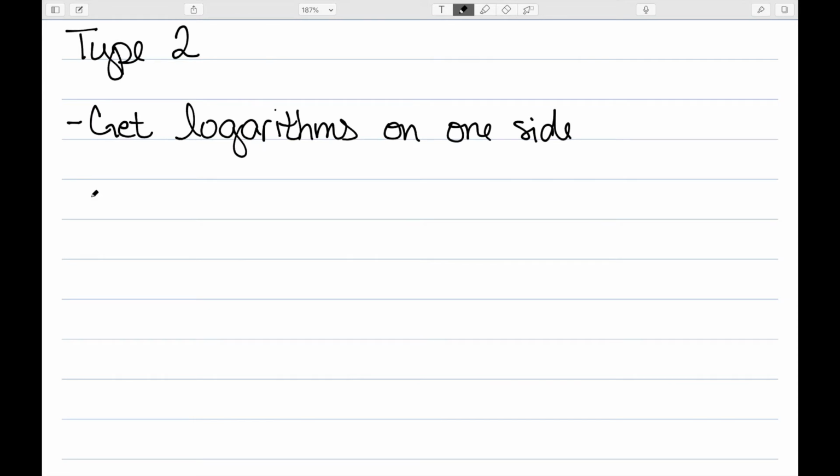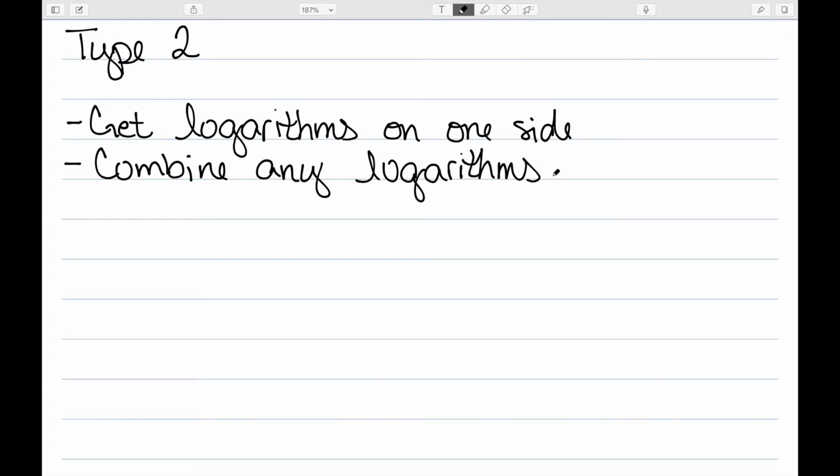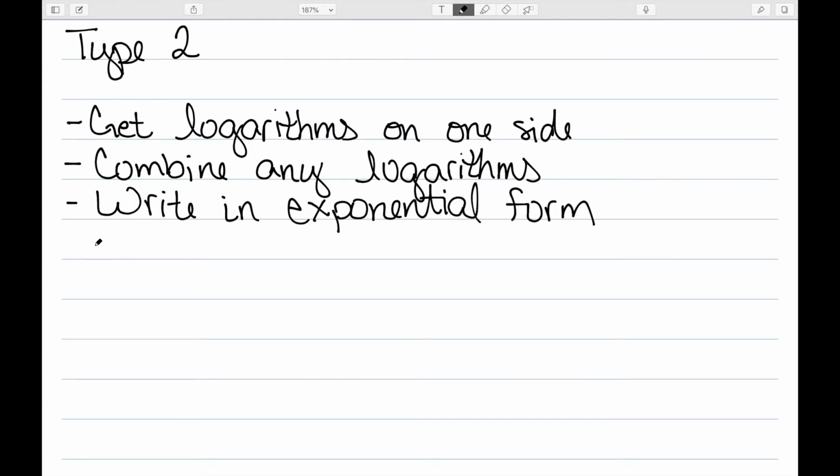Type 2 is going to look at things where not every term is a logarithm. I might have a logarithm equal to 4 or something like that. The first step is to get my logarithms on one side. Any term with a logarithm should be on one side of the equation. My second step is to combine any logarithms. So if I have multiple logarithms, I need to use my properties of logs to combine them. I'm then going to rewrite in exponential form. I'll then solve and check my solution.